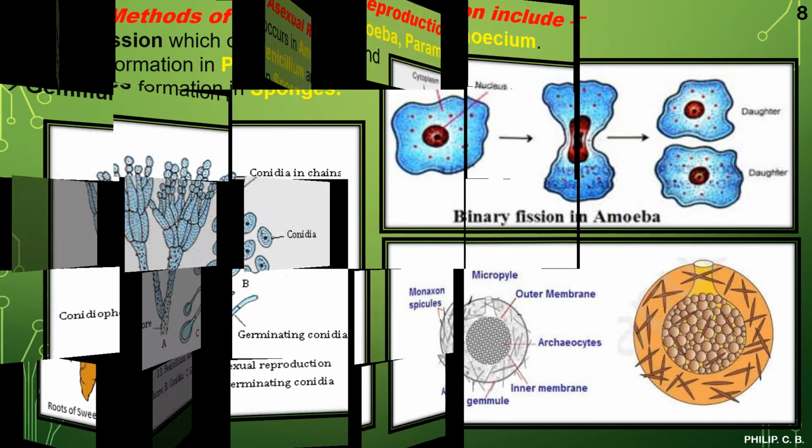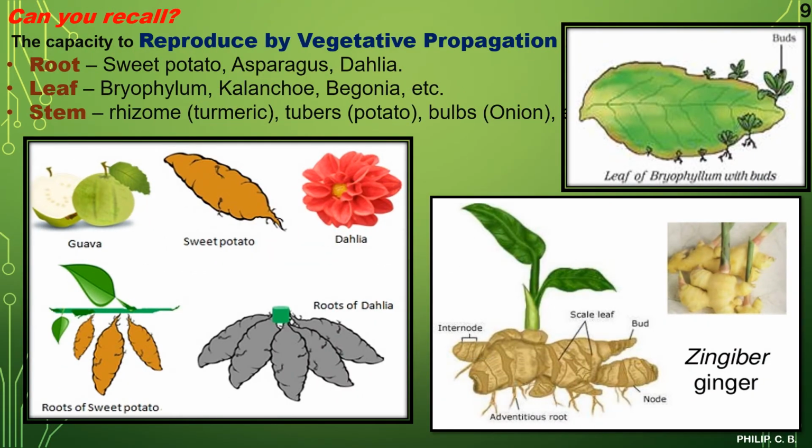Now moving further, can you recall? Earlier we also learned the capacity to reproduce by vegetative propagation. Now what does this vegetative propagation mean? Any propagation which takes place with the help of a vegetative part of the plant, which can be root, stem, leaf, or any part of the plant body which can reproduce, or we can say propagate, right?